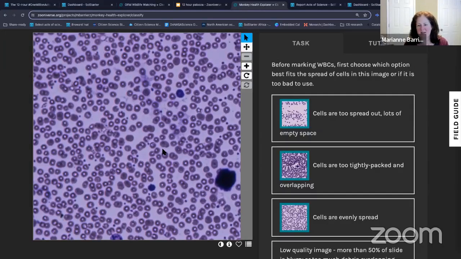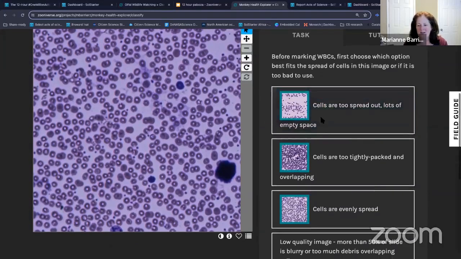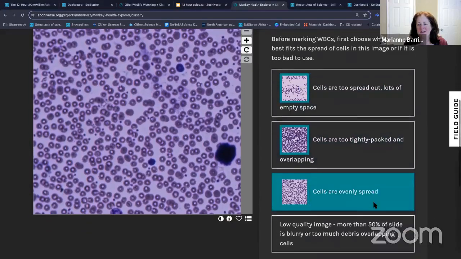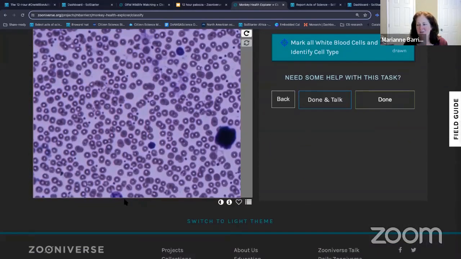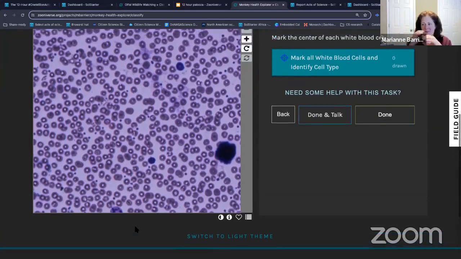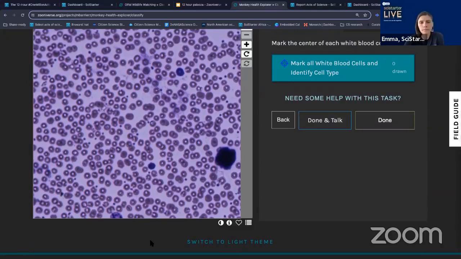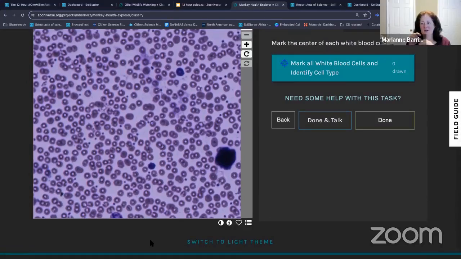But this one does give a good example of a question we often get: if there's one on the edge, like the one on the bottom there that's cut off. We say to only mark it if you see at least half, preferably a little more than half, of the cell. Since our big picture's cut into a bunch of small pictures, if you're seeing less than half, the other part's going to be on another picture. We don't want to count it twice.